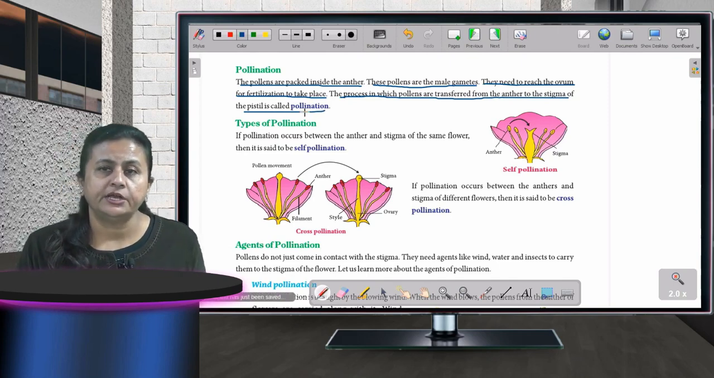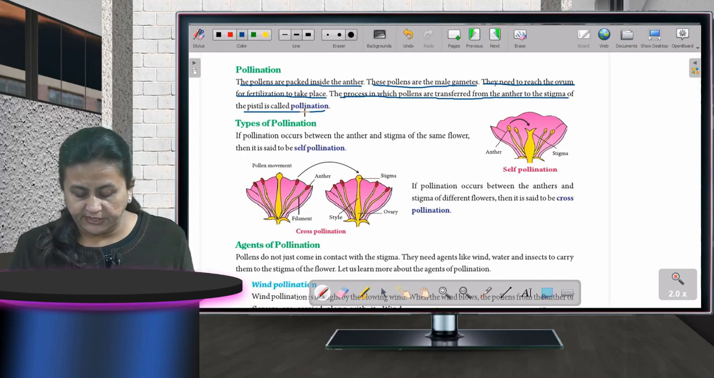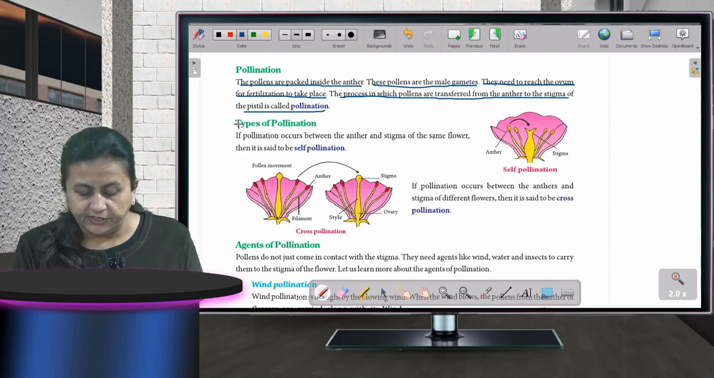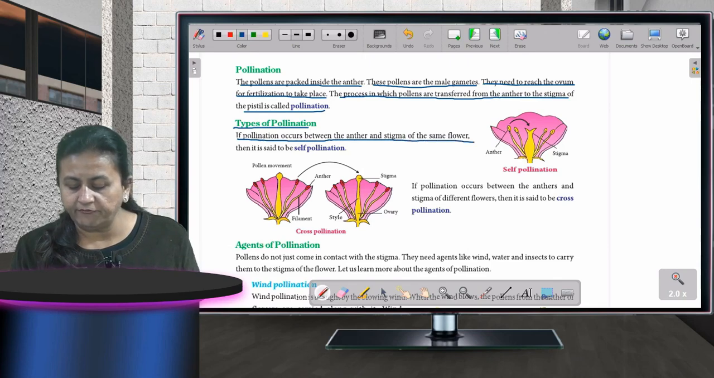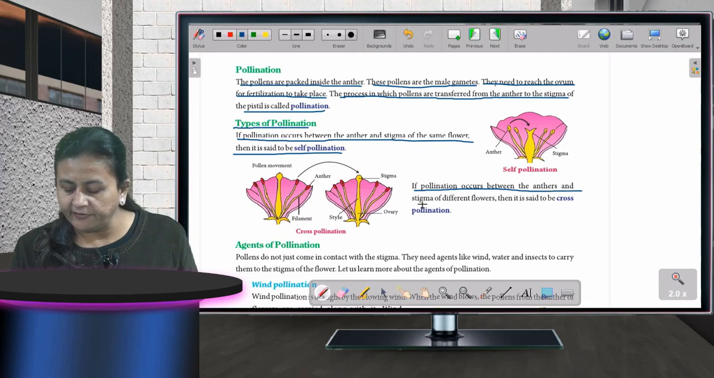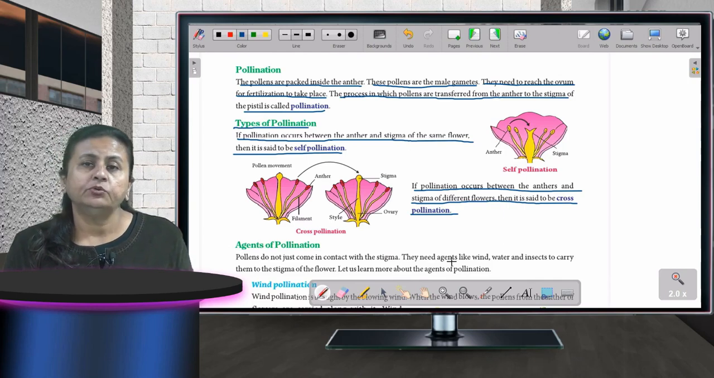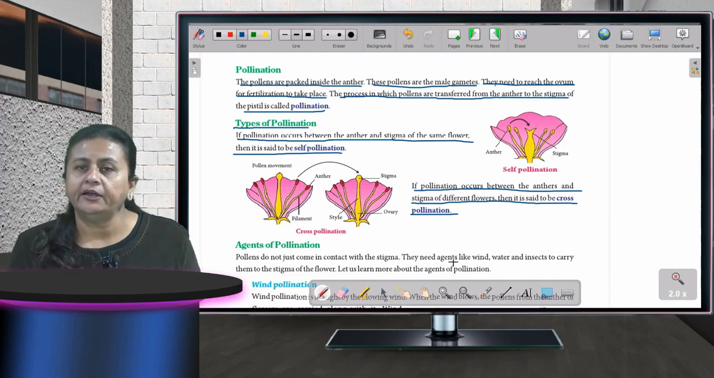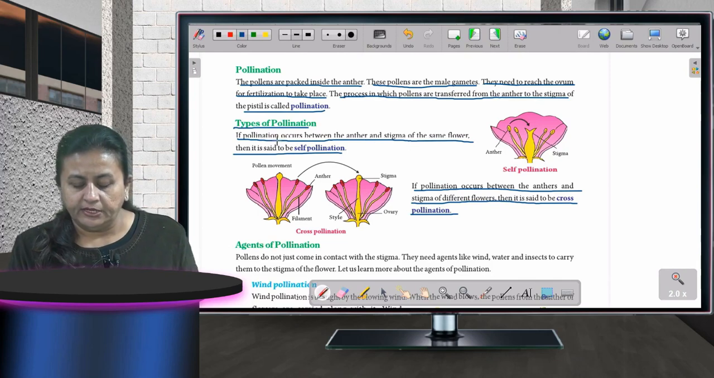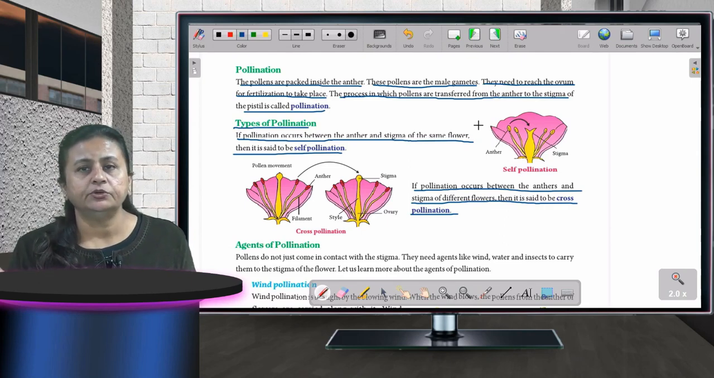What do we call it? Pollination. And pollination is of two types. One is self pollination and the other one is cross pollination. Types of pollination: if pollination occurs between the anther and stigma of the same flower, it is called self pollination. If pollination occurs between the anther and stigma of different flowers, it is called cross pollination. Okay, there are two types of pollination, self and cross. In self, the pollens are transferred from anther to the stigma of the same flower, but in cross they are transferred to another flower.